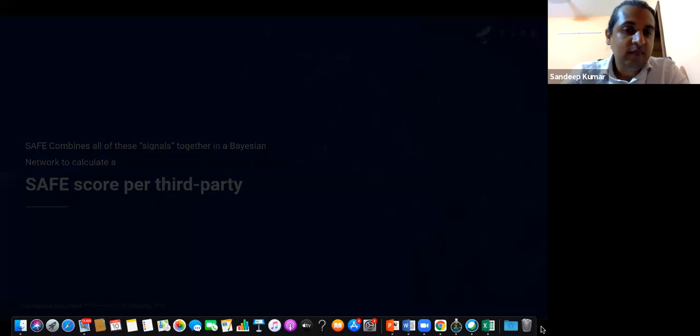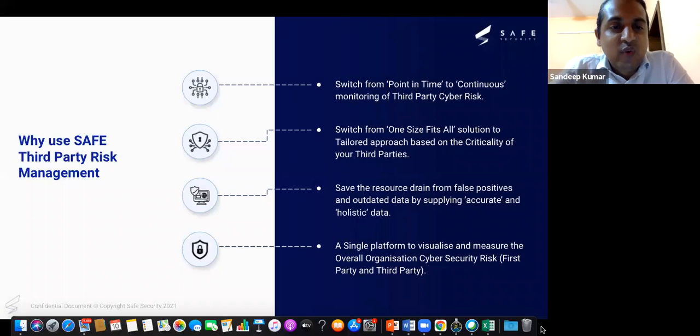Now, moving forward, let's look at why organizations need to use SAFE third-party risk management. Obviously, the first and foremost thing is that SAFE allows organizations to switch from point-in-time assessments to continuous monitoring of third-party cyber risk. And like I was talking about in my previous slides, SAFE effectively allows organizations to switch from a one-size-fits-all solution to a tailored approach based on the criticality and materiality of your third parties.